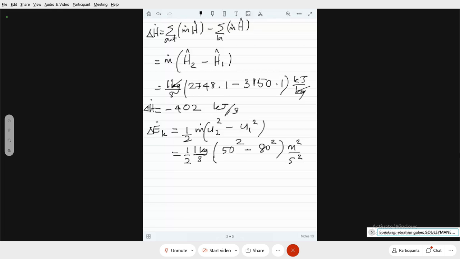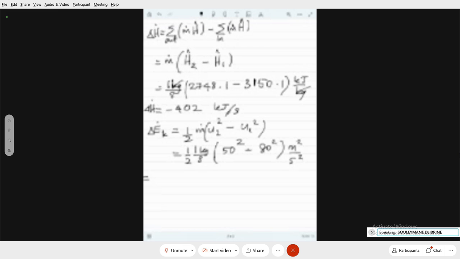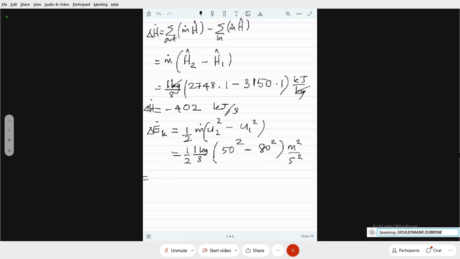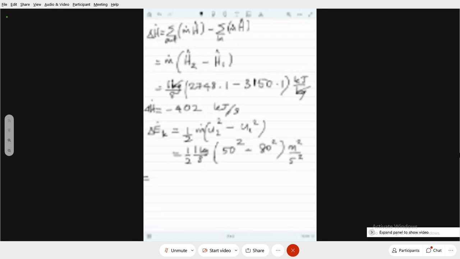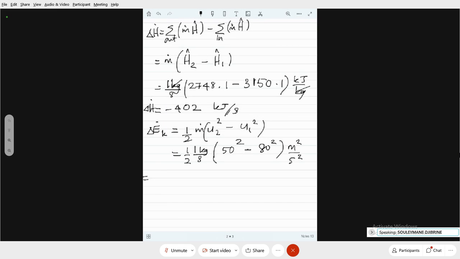Okay, remember how we changed the unit? We did that example previously. So do the calculation. Let's first get the value, then we change the unit. 50 square minus 80 square, divided by 2. Get the value first, then we change the unit. What's the answer? Minus 1950.